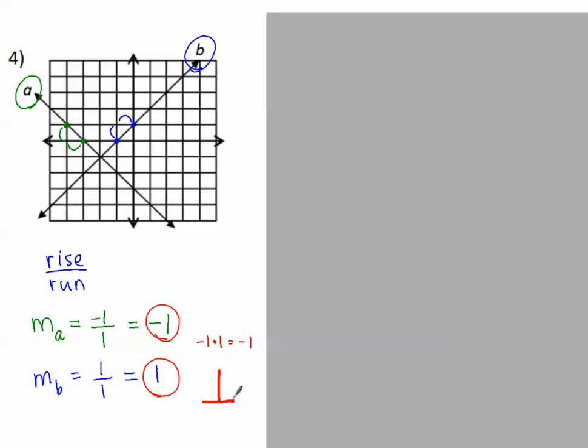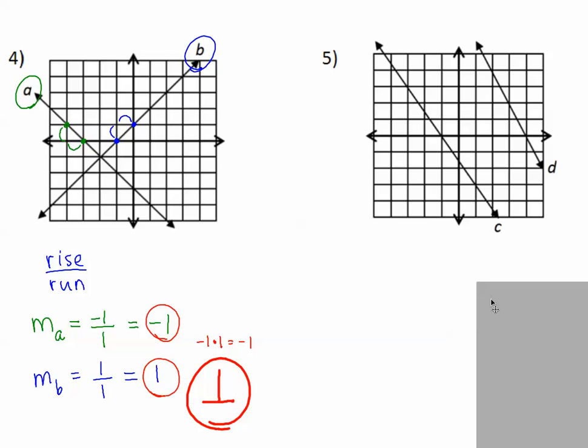Perpendicular. These lines are perpendicular. Now, don't always assume from the graph that it's going to be perpendicular or parallel. Sometimes the graph can be deceiving. For example, in number 5, notice how these two lines look like they're never going to intersect. However, when we count the slope, we see something different. Why don't you pause the video, count the slopes, come back, and see how you did.